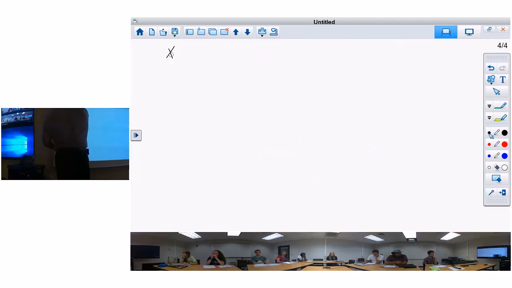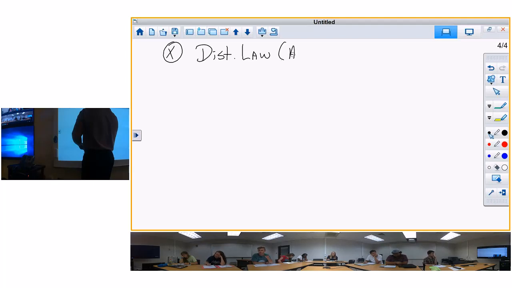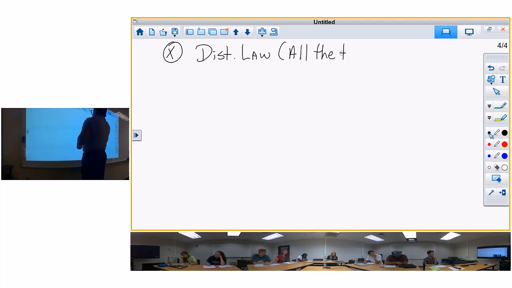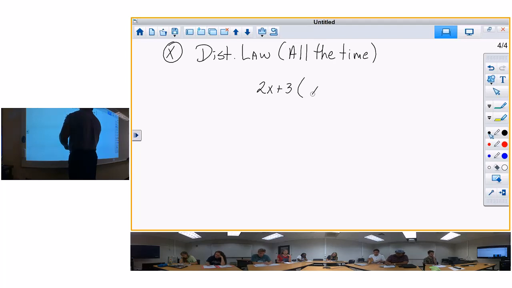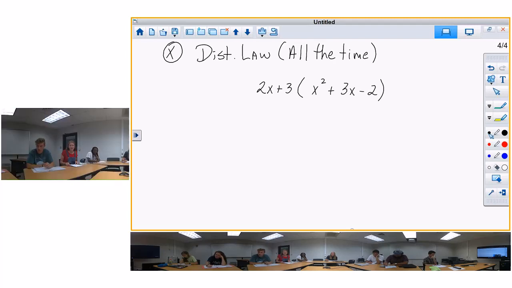Multiplying. This is called what? The distributive law. Now, the distributive law is the granddaddy. The distributive law you can use all the time. What do you mean? Well, if I give you 2x plus 3 times x squared plus 3x minus 2, what would you use? The distributive property. You would use the distributive property.